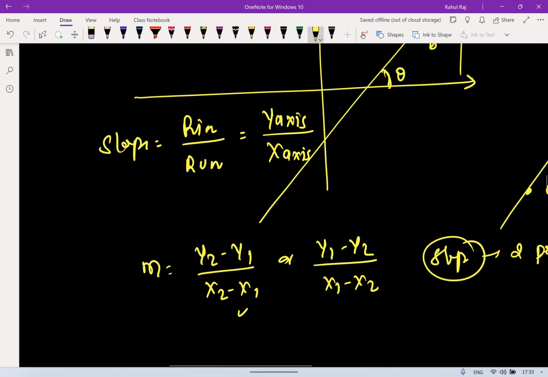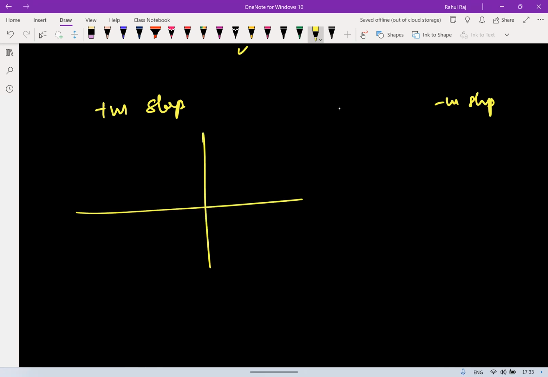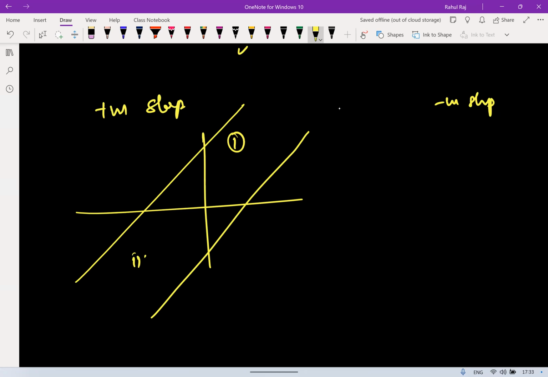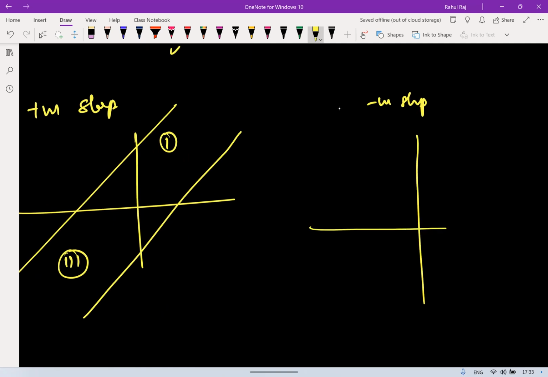That's it. So before we go ahead, please understand there are two types of slope. One is called positive slope and one is called negative slope. Positive slope is a line on the coordinate plane which intersects quadrant 1 and quadrant 3 for sure. This is quadrant 3. This is called positive slope. And what is negative slope? It intersects quadrant 2 and quadrant 4 for sure.